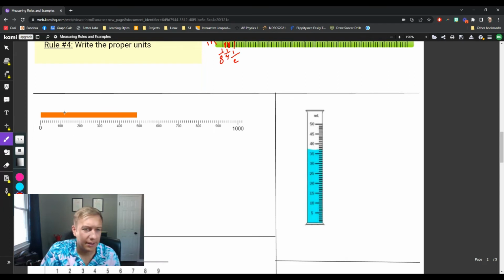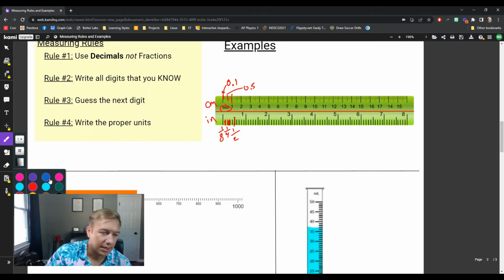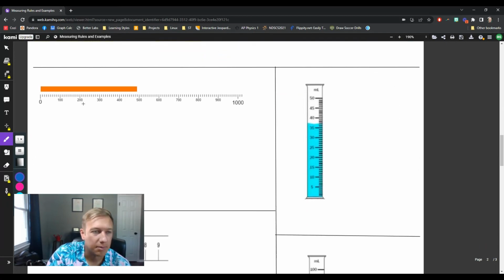So right here, this orange rectangle, I'm going to try to take this measurement following our 4 rules. Rule number 1, scrolling back up here, use decimals, not fractions. Okay, so I'll just keep that in mind as I write this out. I'm going to write it in a decimal form rather than a fraction form. Rule 2, write all the digits that I know. Okay, so I'm going to take a look here.